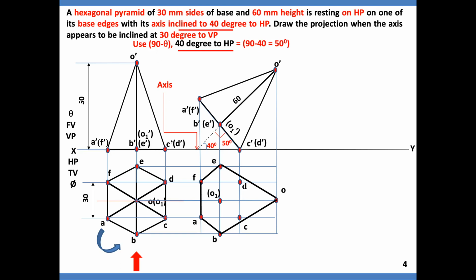Next rule, nearer to the observer are visible, away to the observer are invisible. Then where is the observer? I'll bring the observer. You can see the eye came. Eye means this is the observer. This observer can see O dash, A dash, F dash, things can be seen. That will bring it here. So nearer to the observer are visible.